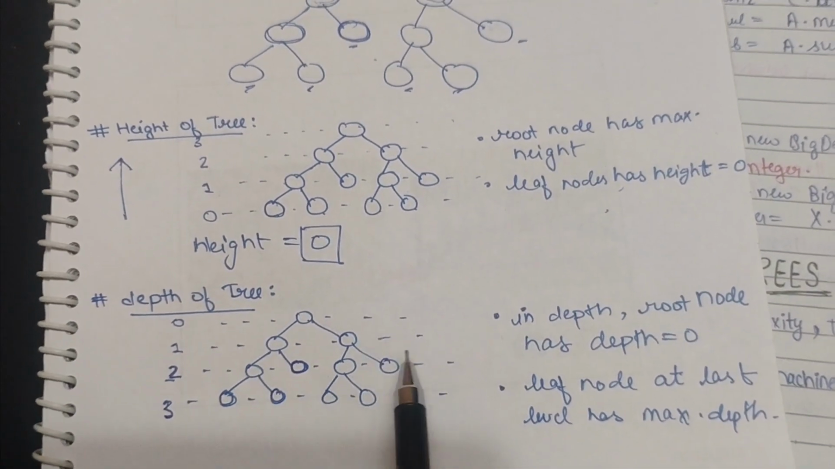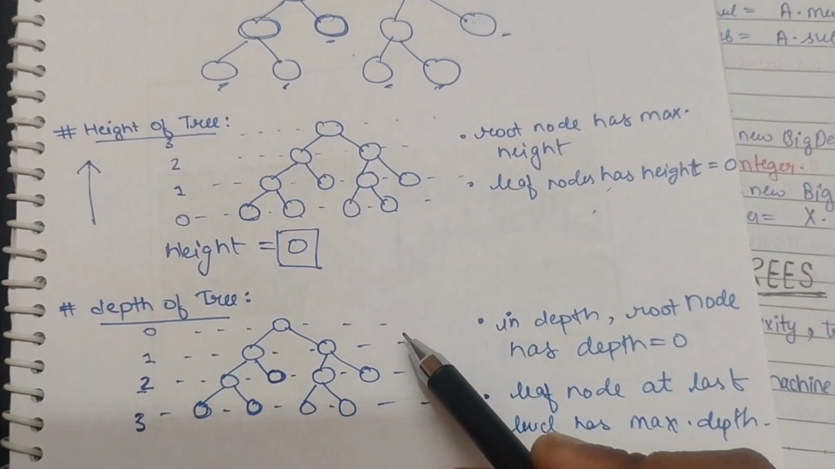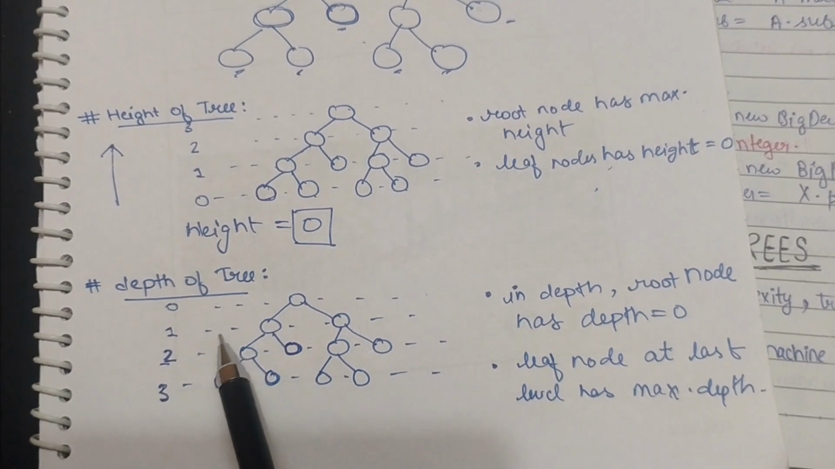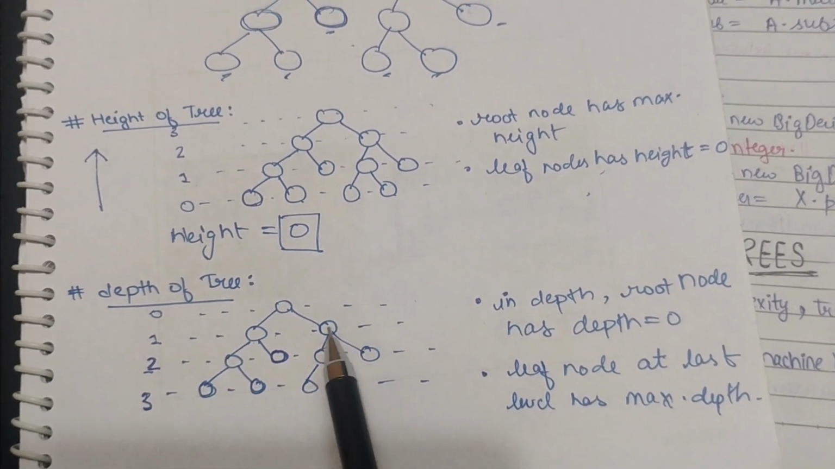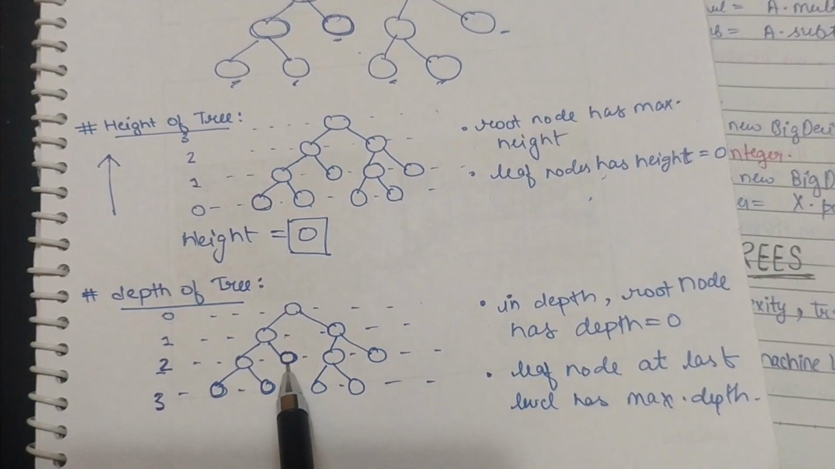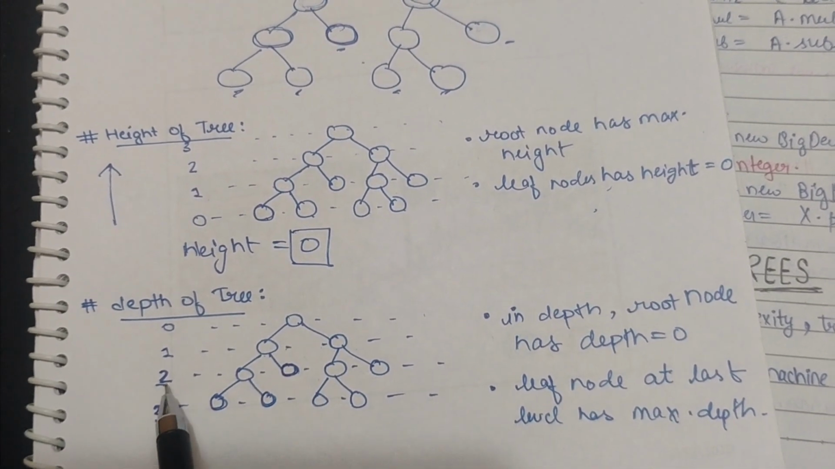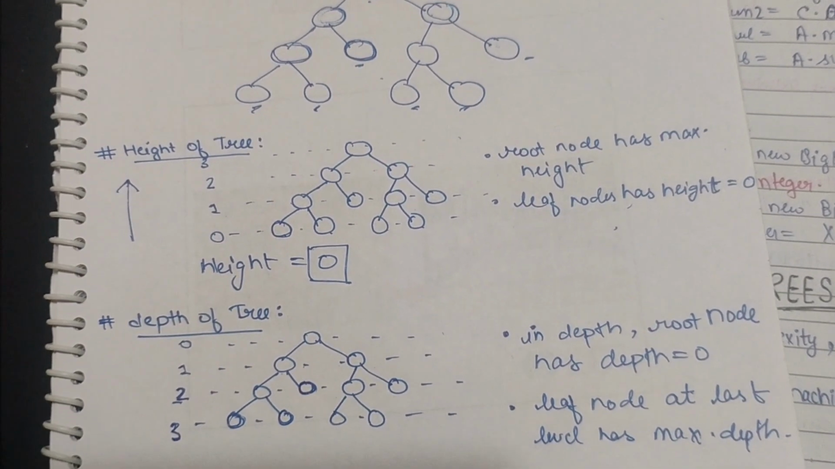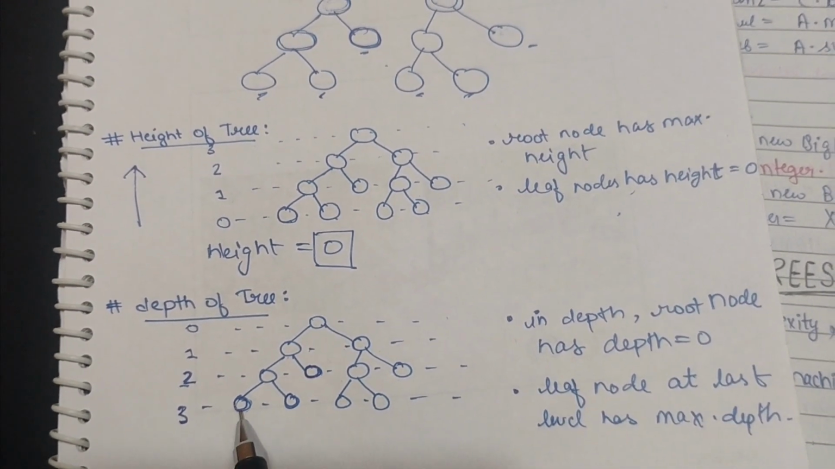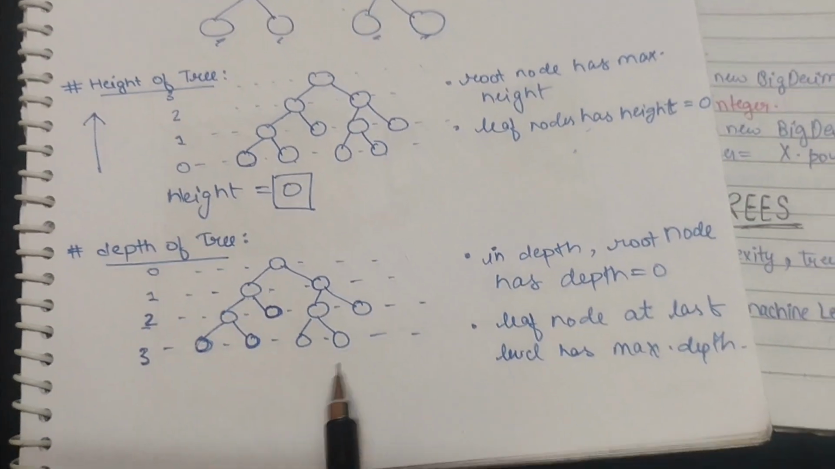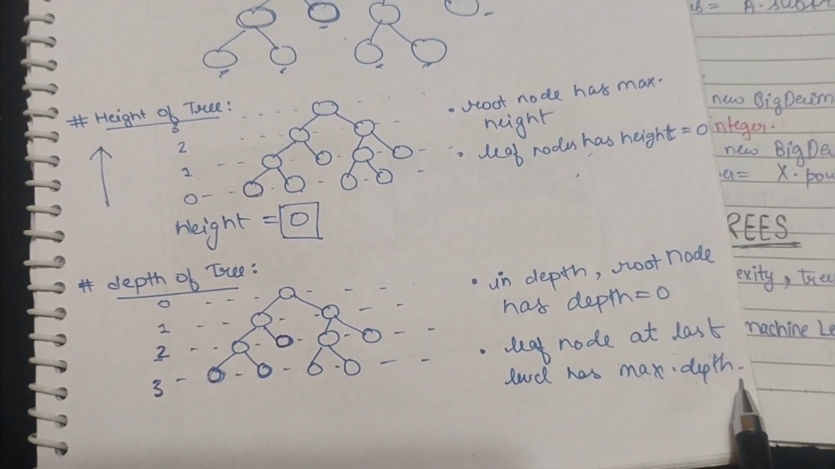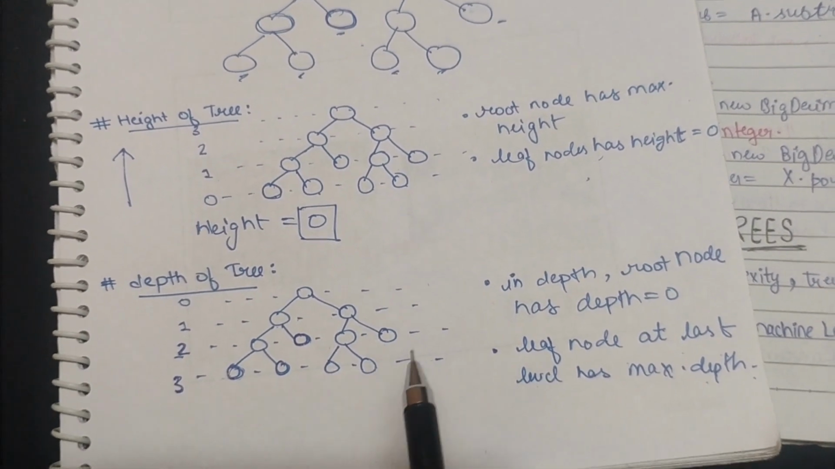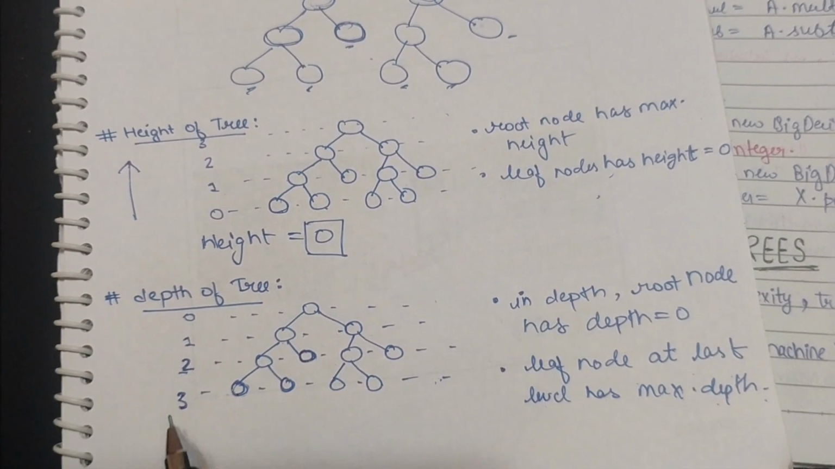Here we saw that the root node has the depth of 0, and as we go down level wise, we can see that the depth of all the nodes at that particular level increases. Here this is also a leaf node, but it has a depth of 2, whereas the other leaf nodes on the further below levels have the depth of 3. As I told, the leaf node at last level has the maximum depth. This is the last level, and all the leaf nodes at this last level have the maximum depth, that is 3.